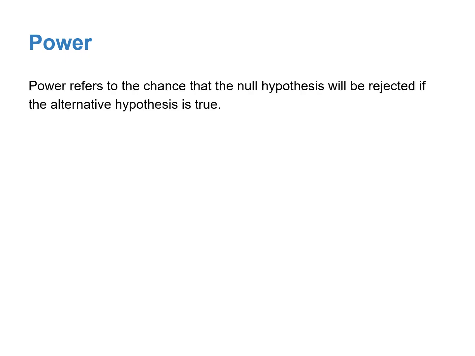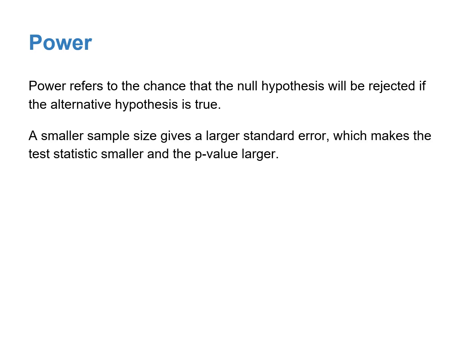Power refers to the chance that the null hypothesis will be rejected if the alternative hypothesis is true. So power is kind of the opposite of a type 2 error. It's the chance that you'll actually pick up a departure from the null if one exists. Now, a smaller sample size gives a larger standard error. And that larger standard error makes the test statistic smaller and the p-value larger, and thus weaker evidence against the null hypothesis.